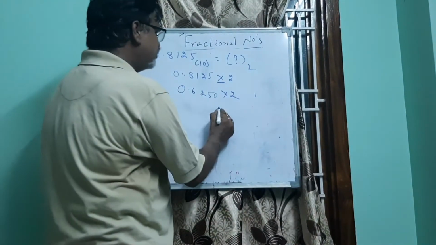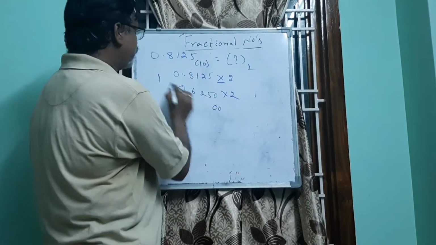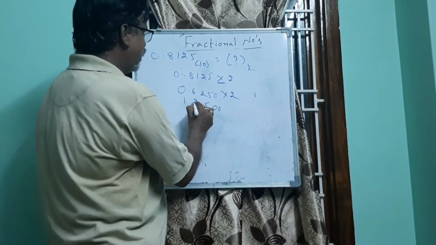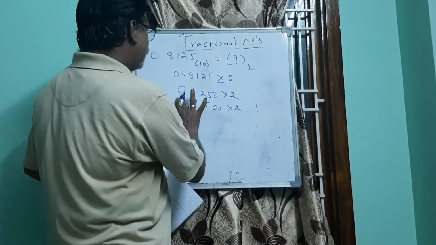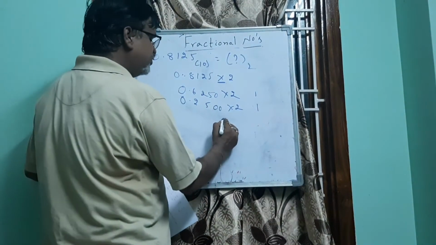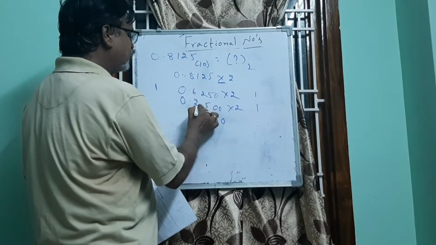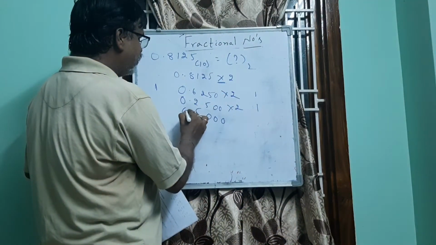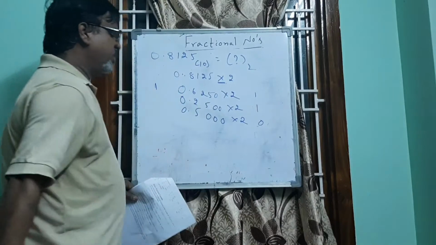Then 0, 2 5s 10, 2 2s 4 plus 1, 5, 2 6 12. So like this. Again you got 1 here, then you put 0. Then this one: 0, 0, 2 5s 10, 2 2s 4 plus 1, 5. So here you got quotient values.